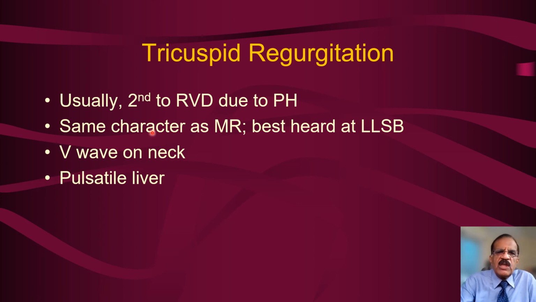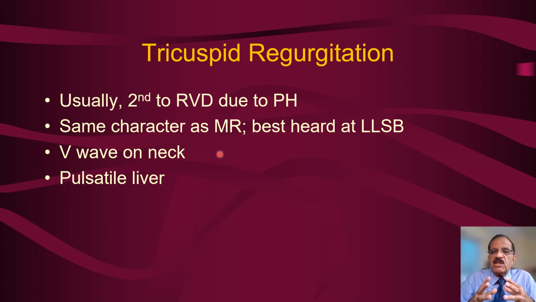And it has got the same character. The murmur is the same character as we see in mitral regurgitation. It is soft and blowing. It is best heard on the left lower sternal border, somewhere here. That is the area, and it does not radiate to the axilla. And there may be a V wave on the examination of the neck.